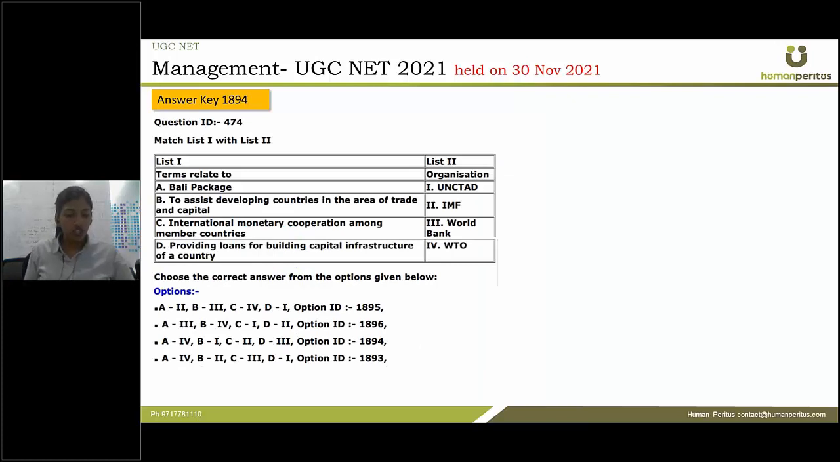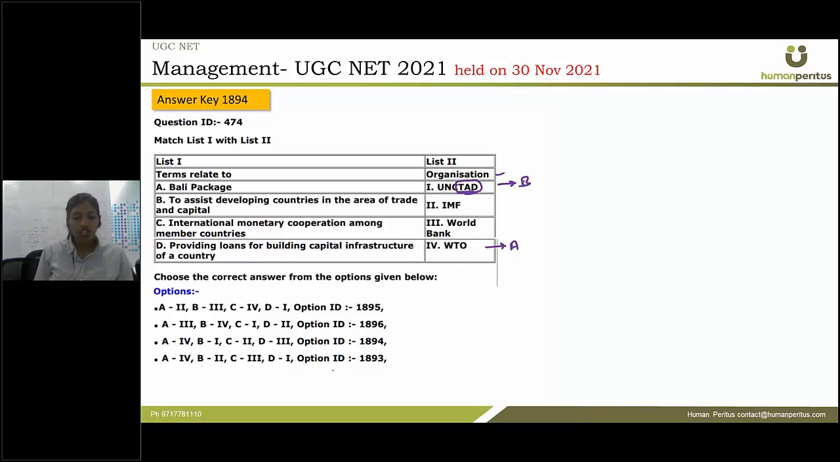So in this question, we have to identify the terms related to the organization. Bali package is related to WTO, to assist developing countries in the area of trade and capital. For this, we can identify it with the help of the full form of these organizations. UNCTAD is United Nations Conference on Trade and Development. So from this one, we can identify that it is related to trade. So the answer is B.